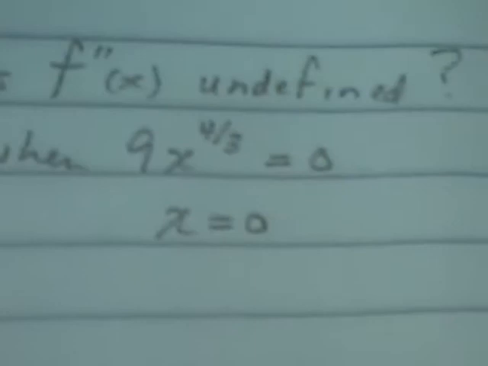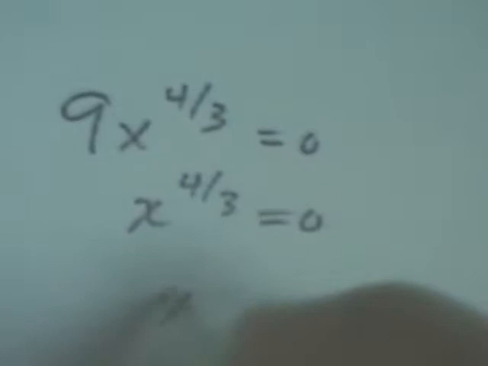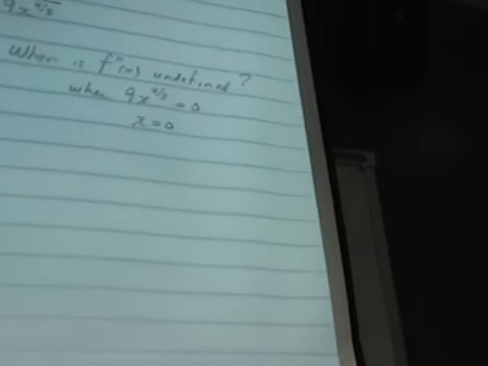If you want to, you can always just go through the motions. Get rid of the 9 by dividing both sides by 9. And how do you solve x to the 4/3 equals 0? Well, I would just raise both sides to the 3/4 power, because 4/3 times 3/4 is 1. What's zero to any power other than zero? It's zero. You don't have to actually take it through all of these steps, but some people like to do it. It's your call. Okay, let's try to finish this.